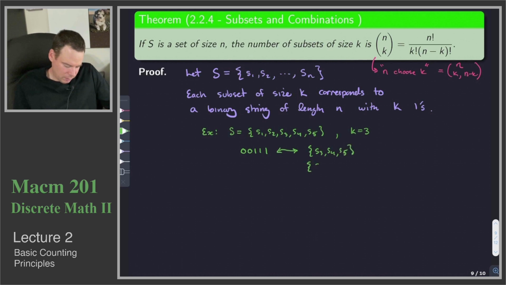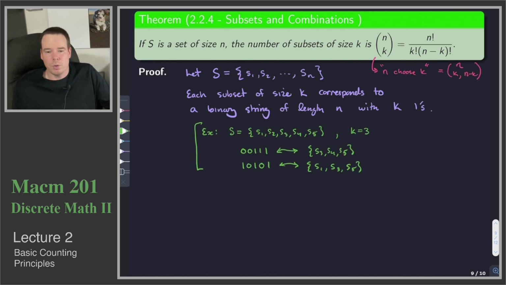Similarly, if I had a subset, let's say S1, S3, S5, so a 3-element subset, that would correspond to a binary string of length 5 with exactly 3 ones. There'd be a 1 in spot 1, a 0 in spot 2, a 1 in spot 3, a 0 in spot 4, and a 1 in spot 5. So there's our correspondence. Each subset of size k corresponds to a binary string of length n with k ones.